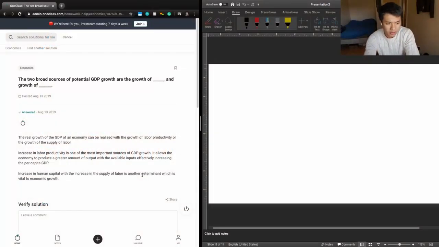Next question says the two broad sources of potential GDP growth are the growth of blank and the growth of blank, right? So two reasons that GDP might grow. And so, again, this is a very theory-based question. We're not dealing with a lot of calculations. This is more just like theory and facts. And so, this is something I think you might just have to know.